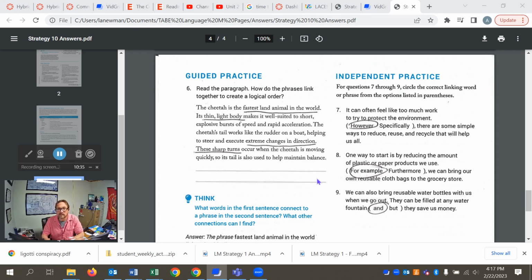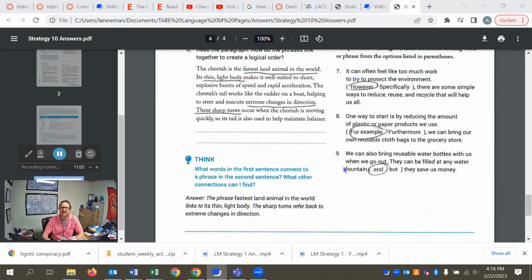Okay, so 7 through 9, we're just finding the correct linking word based on its meaning to connect the two parts of the paragraph. So in 7, it's however. These ideas stand in opposition or contradiction to one another. In 8, it's for example, because the second part here, bringing cloth bags, is an example of reducing the amount of plastics that we use. And in number 9, we're dealing with additional information, so we use and.